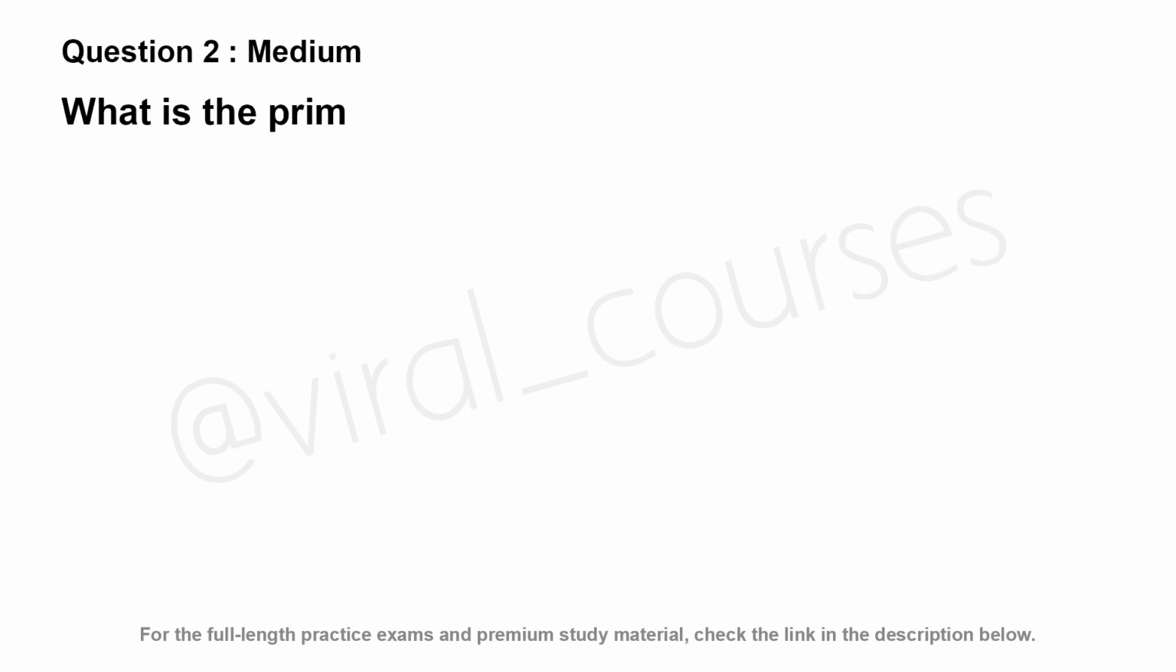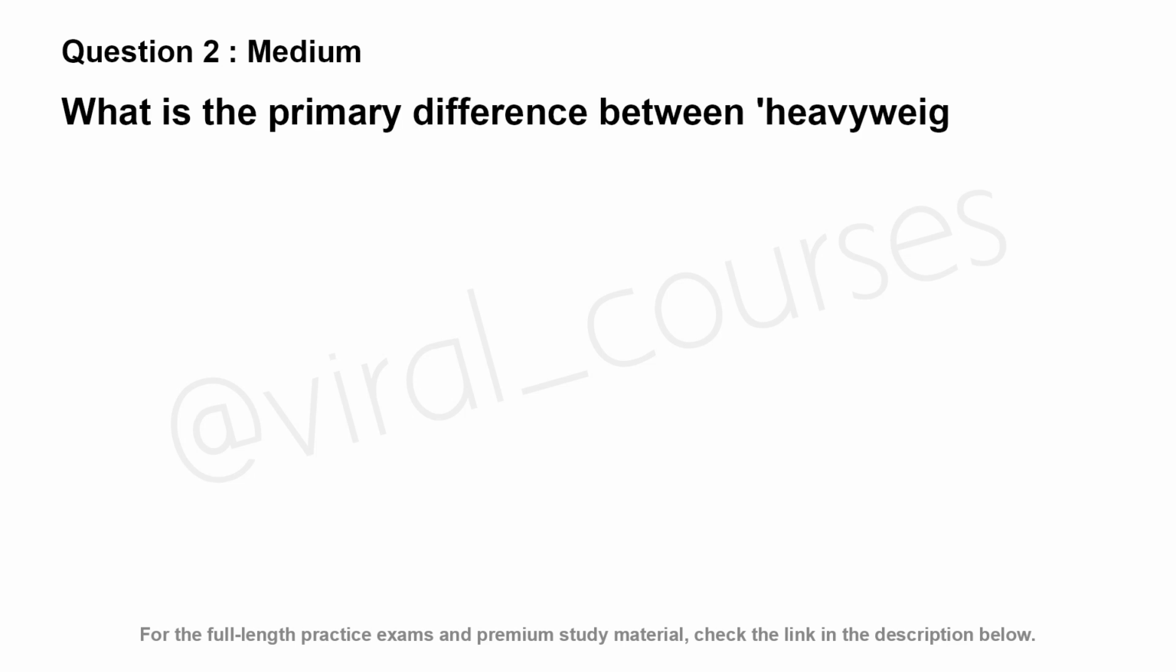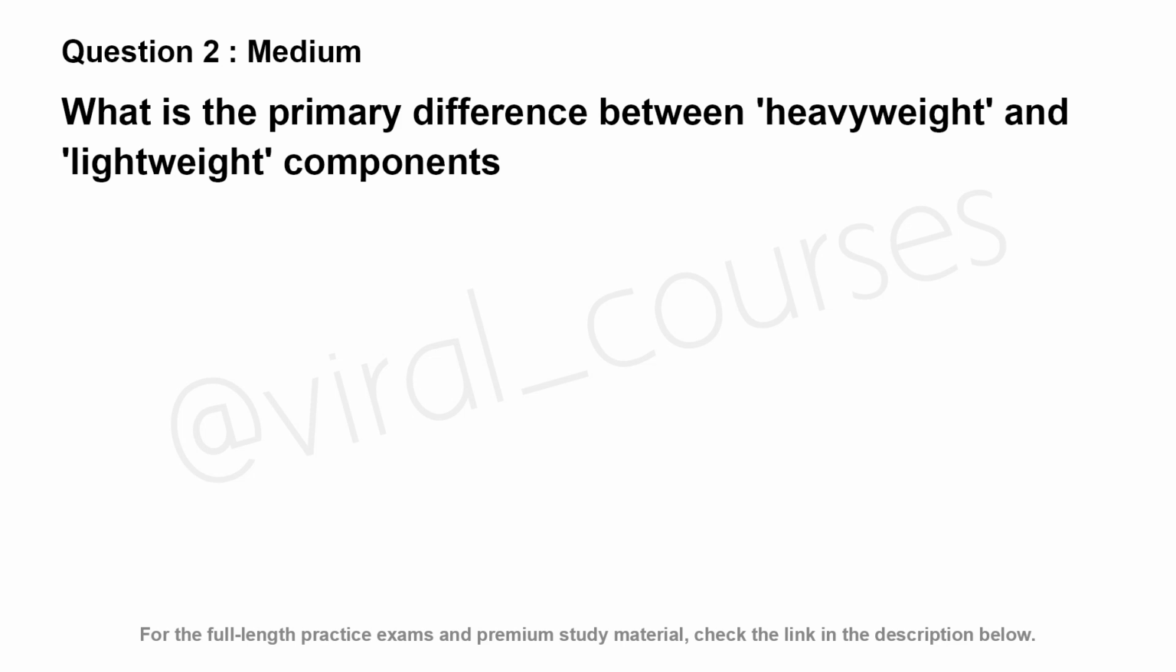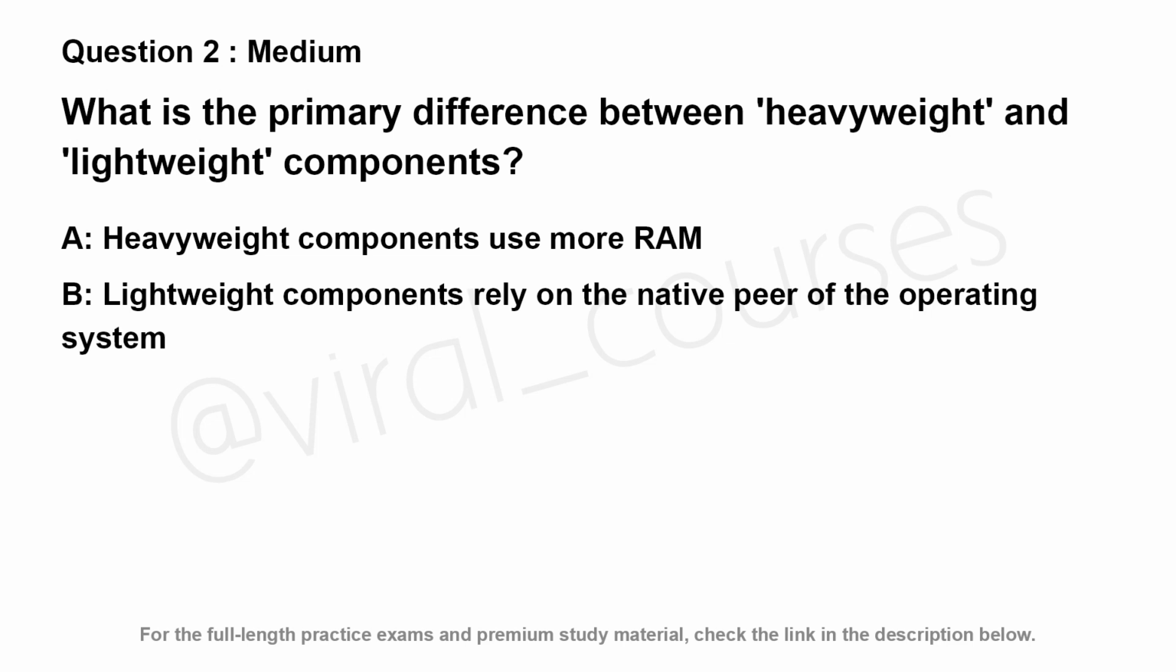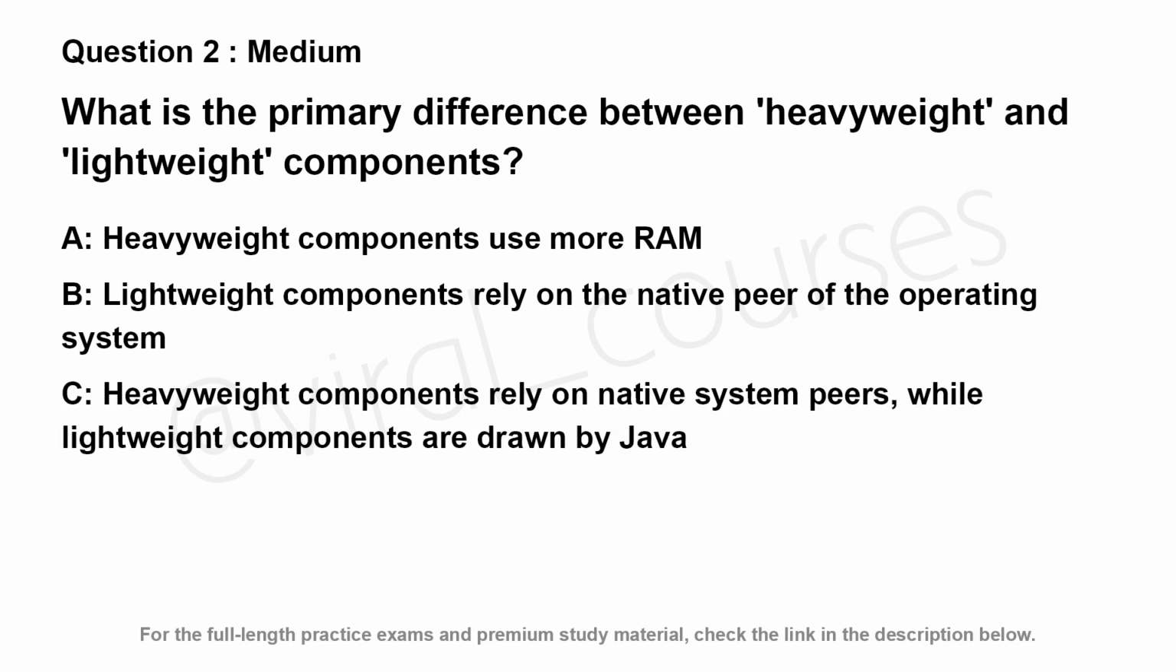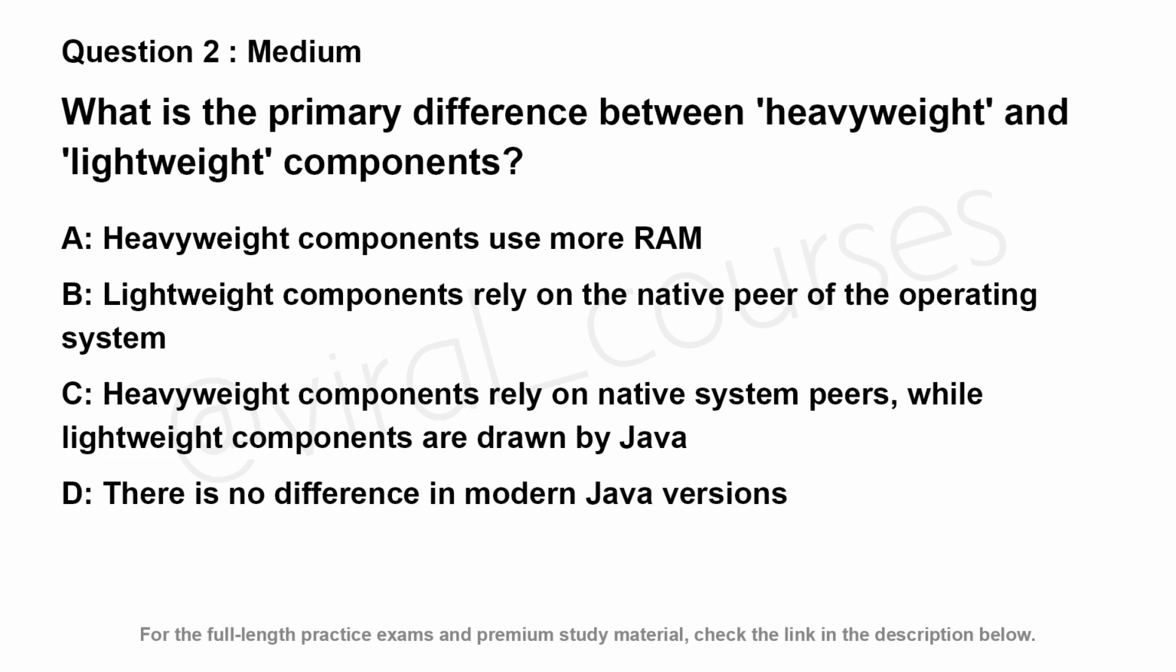What is the primary difference between heavyweight and lightweight components? Option A, heavyweight components use more RAM. Option B, lightweight components rely on the native peer of the operating system. Option C, heavyweight components rely on native system peers, while lightweight components are drawn by Java. Option D, there is no difference in modern Java versions.